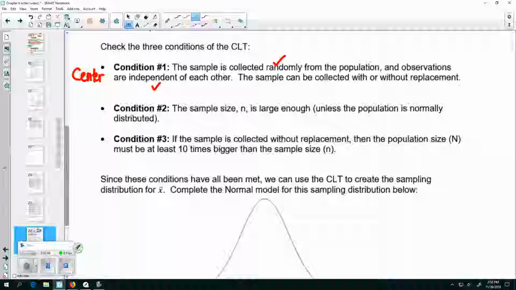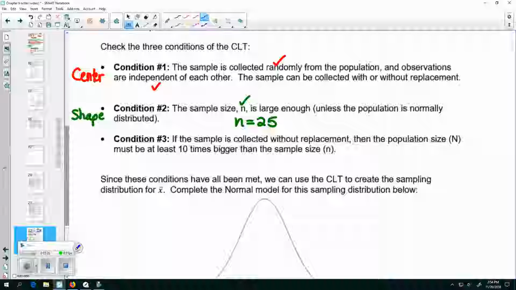Condition number 2, remember, is what allows us to predict the shape if it's met. This is the one about sample size. Sample size n has to be large enough unless the population is normally distributed. So we can check that off because we're using samples of size 25, and the rule says they have to be at least a sample size of 25. Or your population has to be normal.